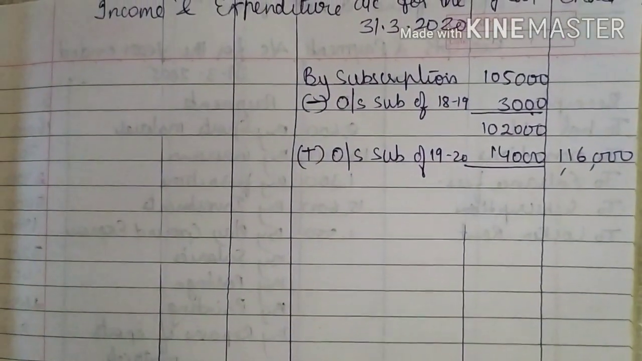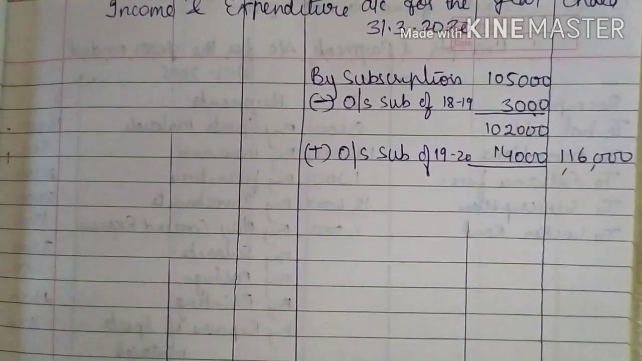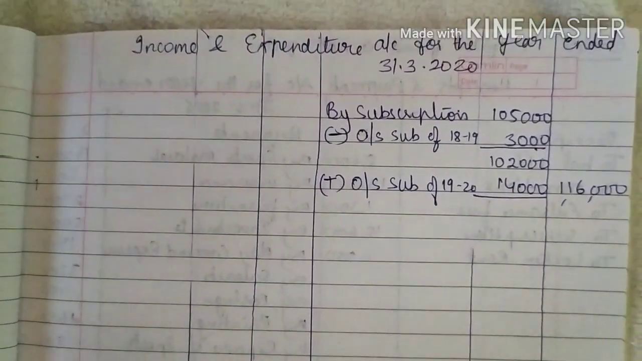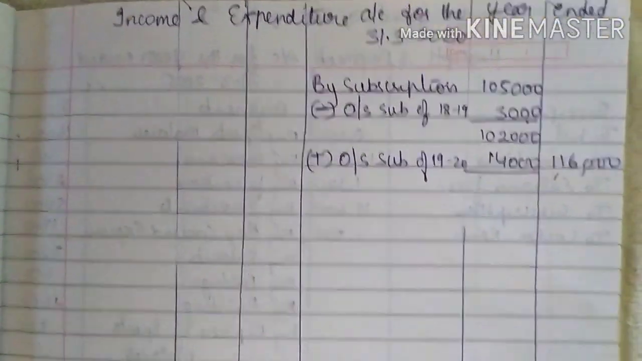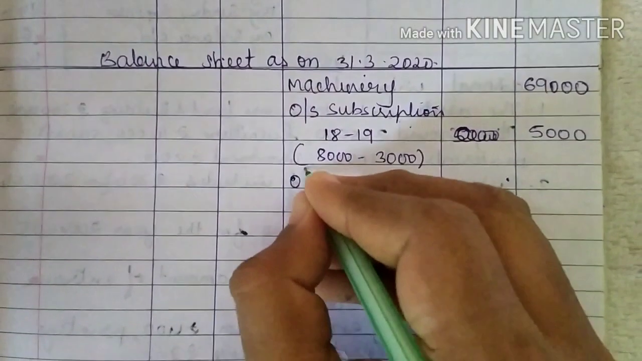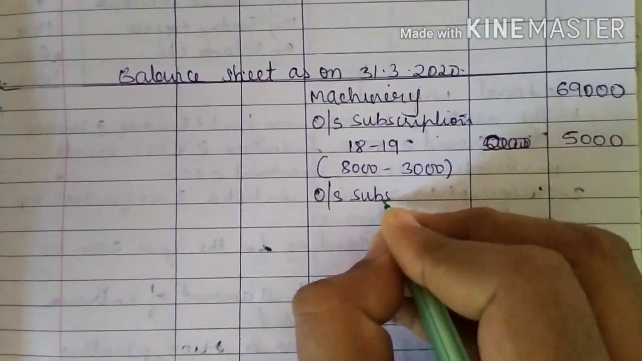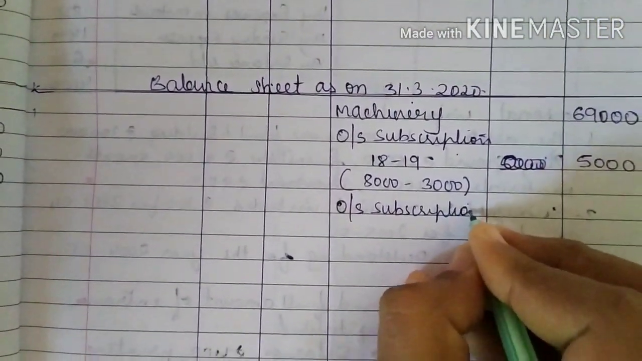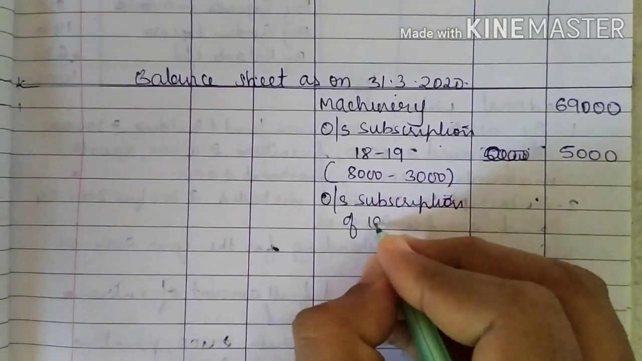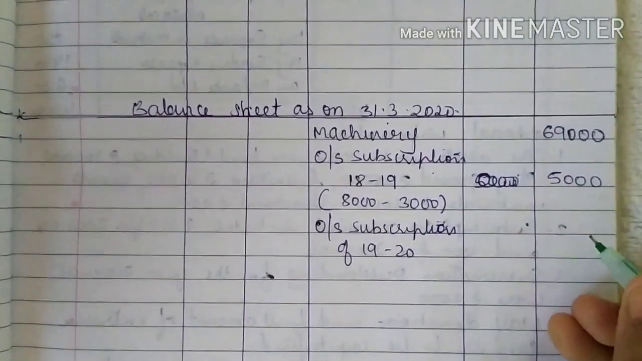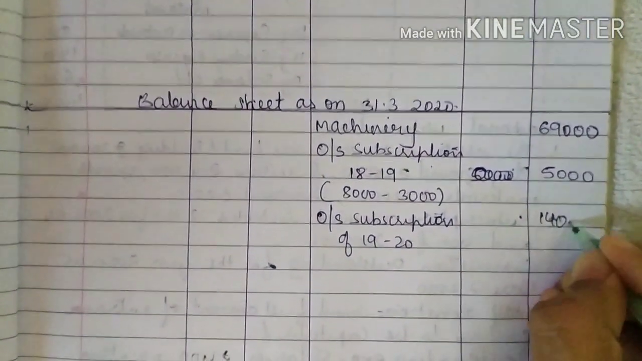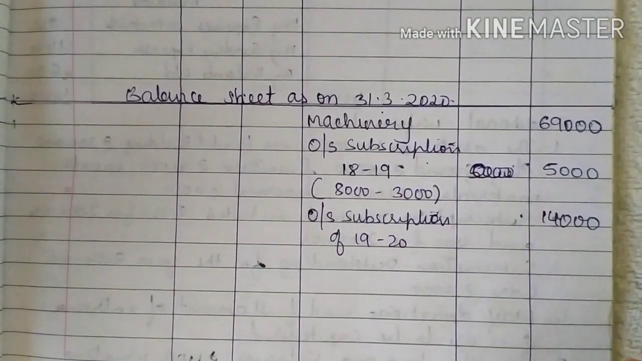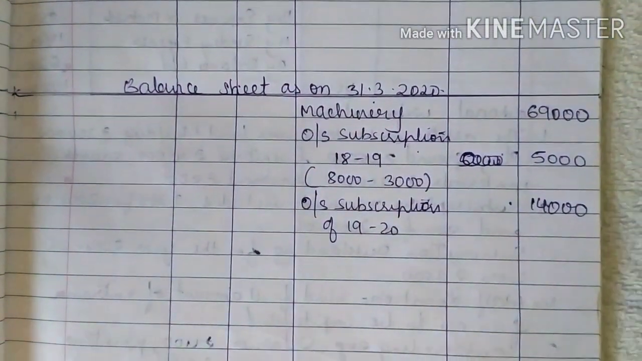1,16,000. This is an income which is outstanding, which is our asset. So in the assets you write outstanding subscription of 2020. The amount is 14,000. Clear? The subscription adjustment is clear.